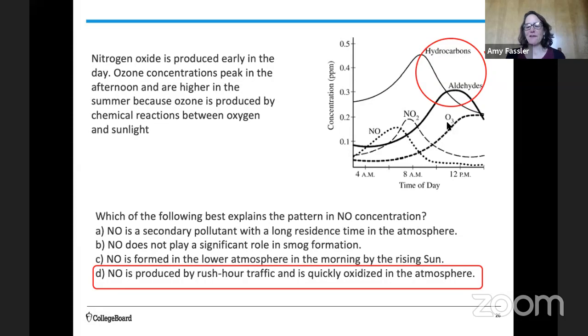And you should have got that. That was produced by rush hour traffic. Again, you don't necessarily need to be able to describe in an FRQ that that original NO was oxidized into NOx. All you need to conceptualize is what we looked at earlier. NOx is emitted from burning gasoline, and it forms ozone, and that ozone is going to peak a little bit later in the day.